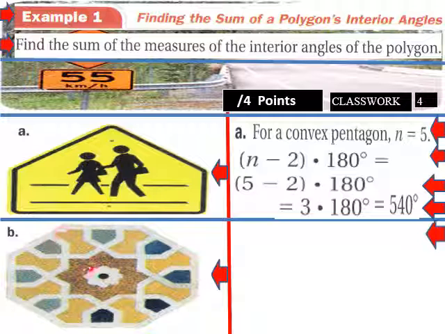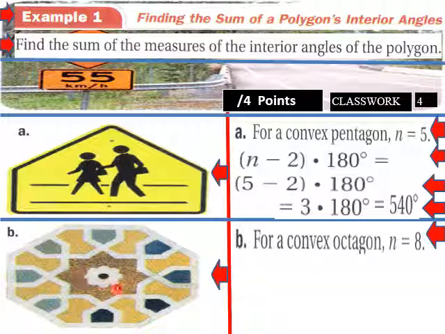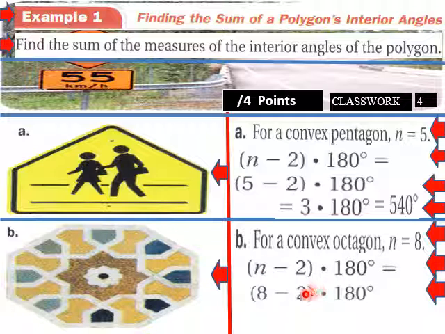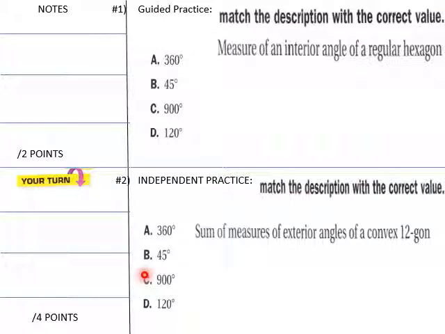And then this shape here, B, how many sides are on B? It has 8 sides, so it is an octagon. It's a regular octagon. So we have n minus 2 times 180. 8 minus 2 times 180, 6 times 180 is 1080 degrees for the interior measures of the angles on this octagon.